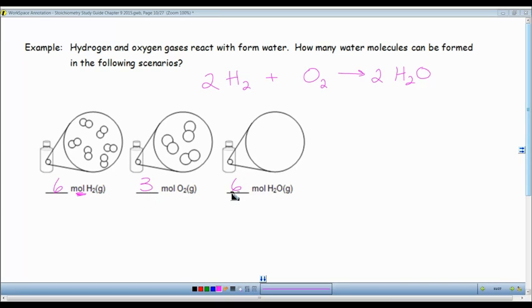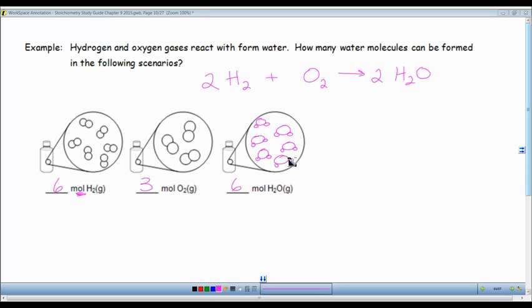I should be able to make 6 molecules of water. And so if we draw that, I would have my oxygen, so it's a little bit bigger, and then the smaller hydrogen, and that's maybe exaggerated a little bit. 1, 2, 3, 4, 5, 6. On a particle level, we've matched the ratio in the balanced equation.